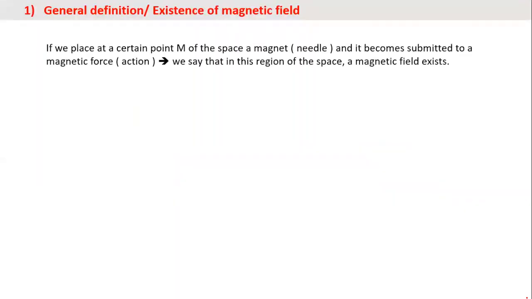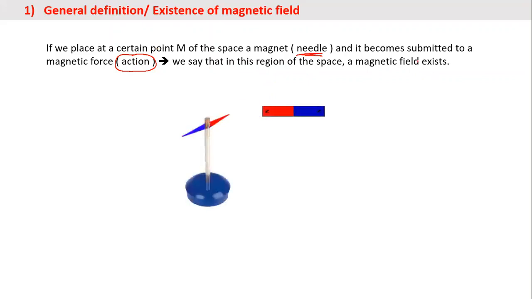If we place at a certain point of space a magnet, which we call a needle, and this needle becomes submitted to a magnetic force, meaning I see an action on this magnetic needle, then I will say that in this region of space we have a magnetic field. For example, this is the needle, and it's moving. This means that around it, I have a certain magnetic field.